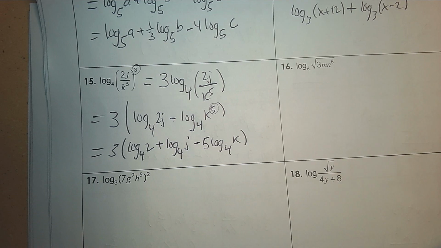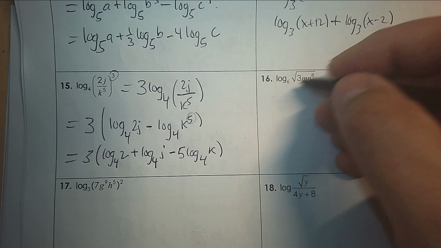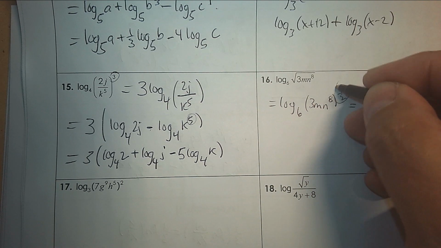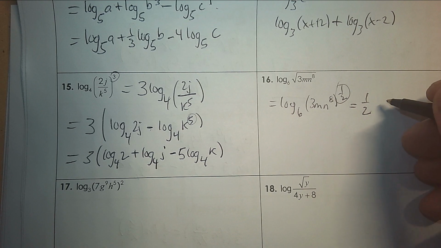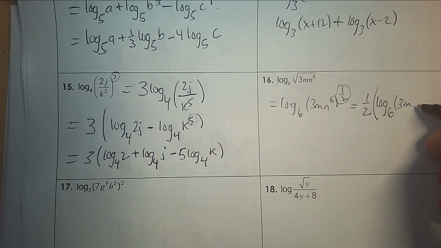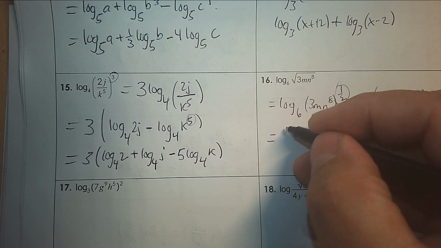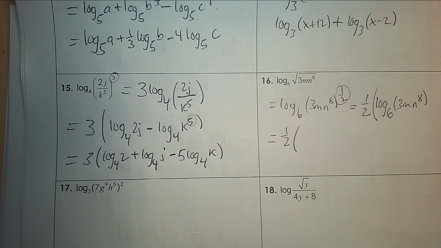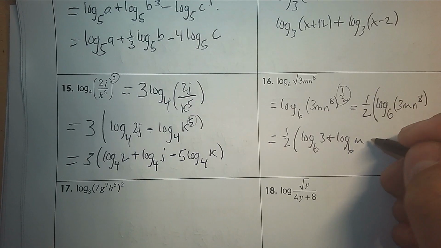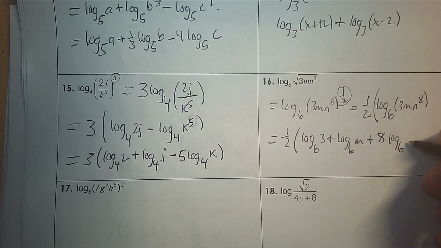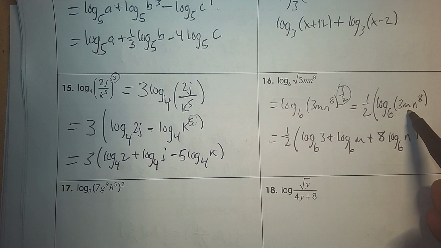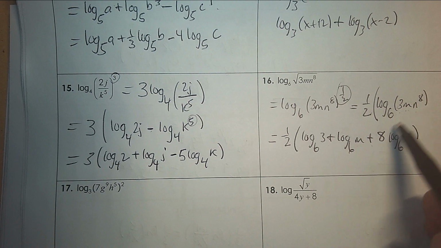All right, number 16. Let's expand this. So first I'm going to write this as 3m n to the 8 to the 1/2. Then I understand that that goes in front. That 1/2 will stay in front for all of it. So I'm just going to put parentheses there. And then just do the work. So it's log base 6 3 plus log base 6 m. And then make sure the exponent 8 is in front when you write it down. Oh, yeah, and it's all adding because it's multiplying. So notice 3 times m times n, that's where the adding comes in, and the exponent 8 in front.